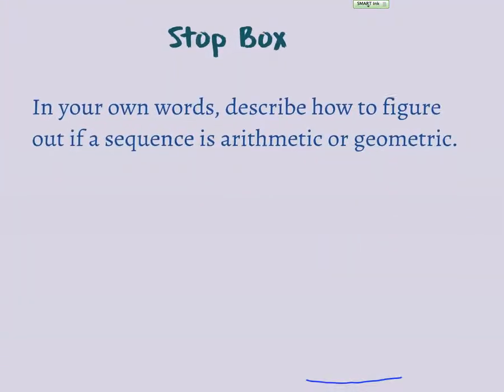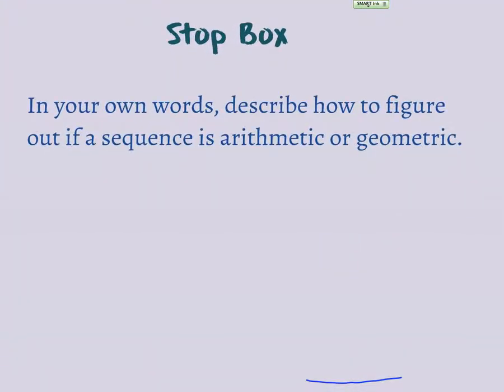So I think it's really critical that you have an idea in your own words of how to figure out if a sequence is arithmetic or geometric. Whatever that means to you, if you're going to test by subtracting the terms first, and if that doesn't work, try dividing to see, okay, if it's not a common difference, maybe it's a common ratio. Maybe you're just going to use your intuition and look. Whatever it is, you need to be able to figure that out. So write that down for yourself there.